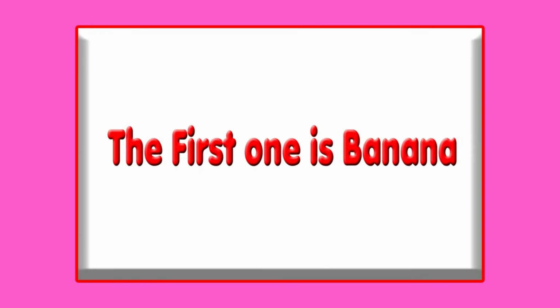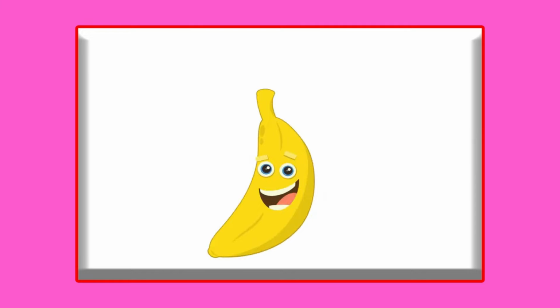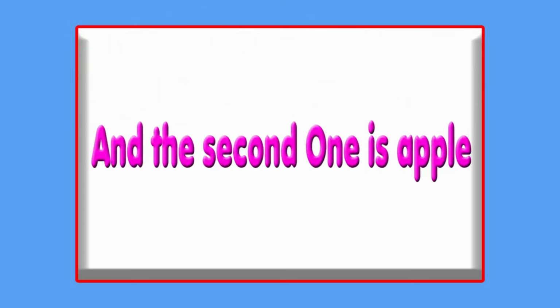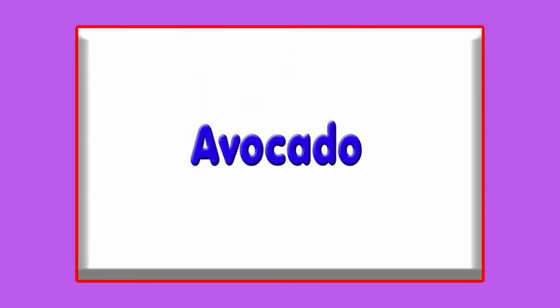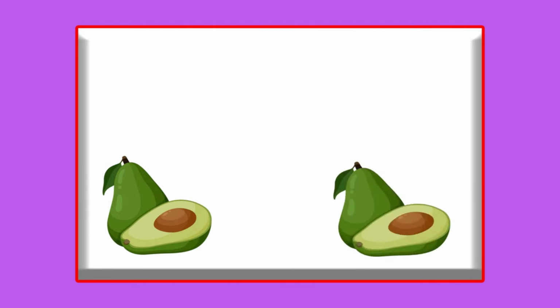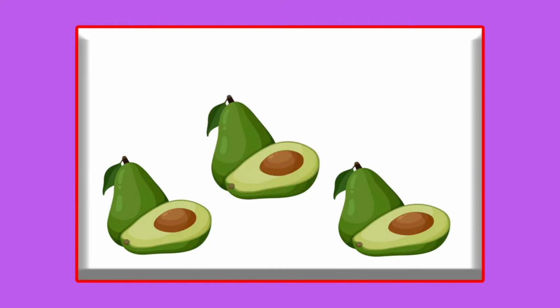The first one is banana. One banana. And the second one is apple. One, two. Apples. Avocado. One, two, three. Avocados.